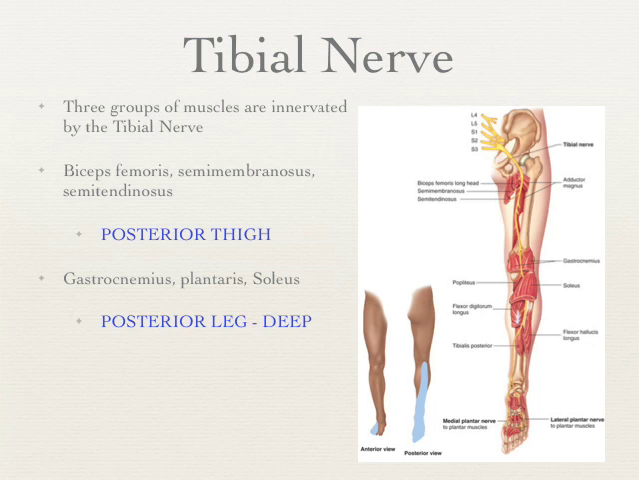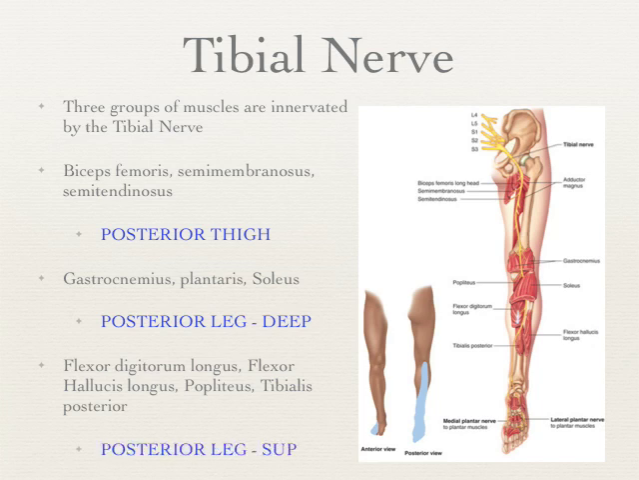I switched those. That should be superficial. Okay, darn. I think I switched those because that was a shorter list, so I put it there. This should say posterior leg, superficial, not deep. And then the other group is flexor digitorum longus, flexor hallucis longus, popliteus, tibialis posterior. All four muscles are in the posterior leg, deep. Switch the deep and the superficial here in your thinking, right?